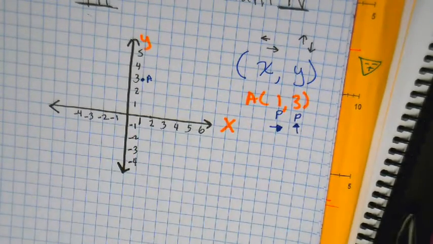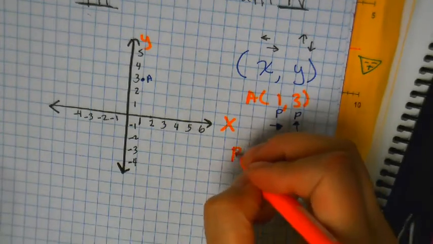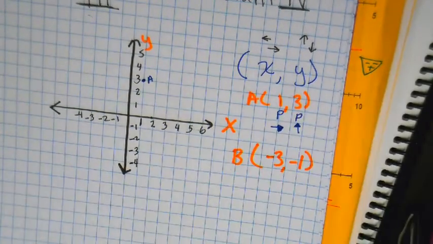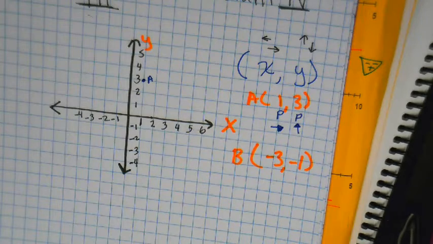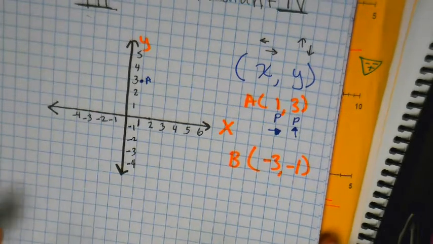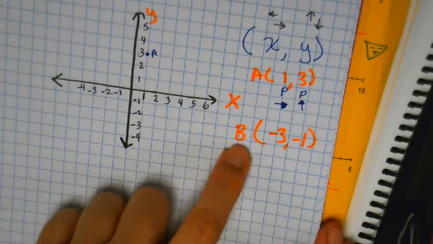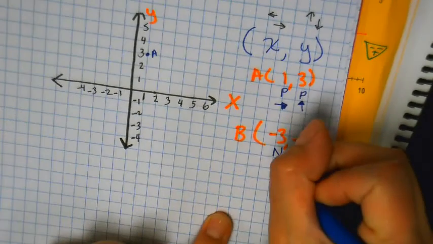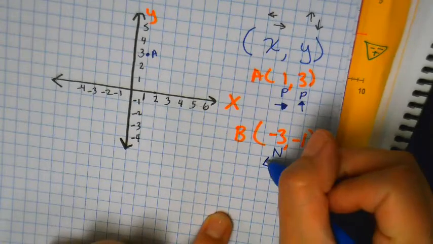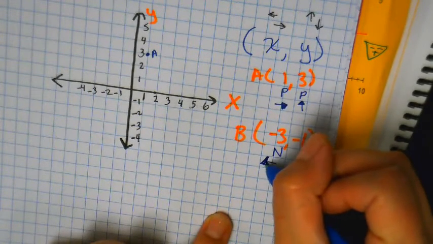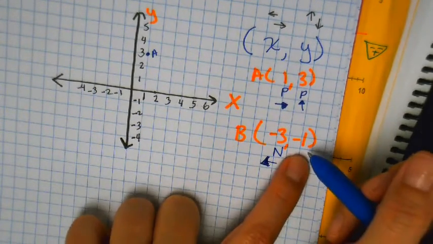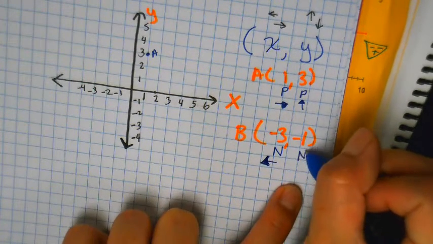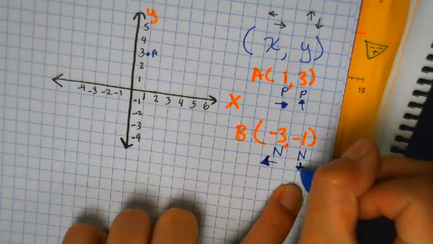All right, let's do point B. Your X is negative. So if it's negative, you're going to go to the left. The second number is -1. So because it's negative, you're going to go down. Negative, down.